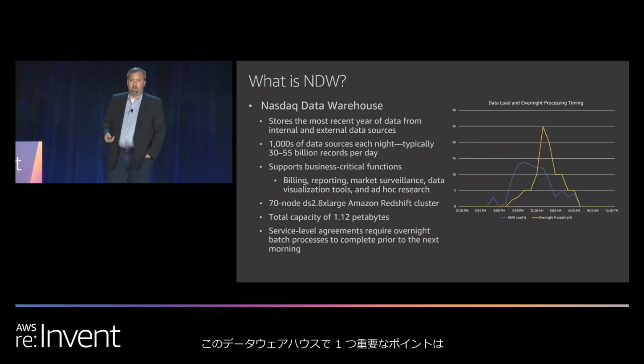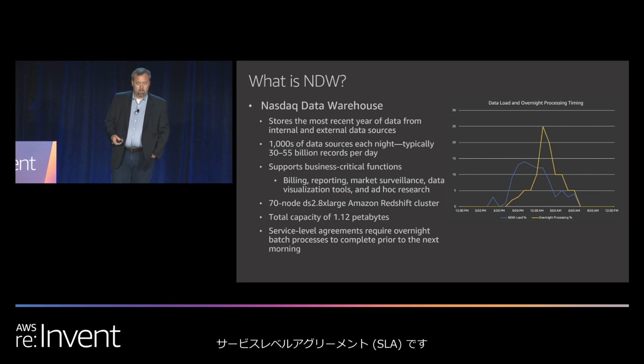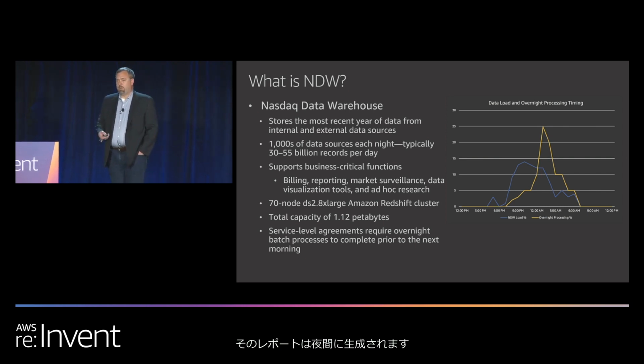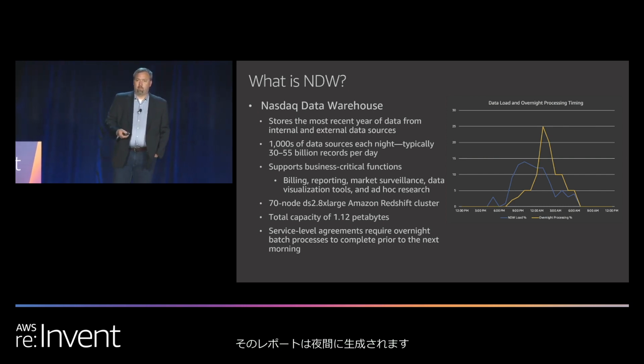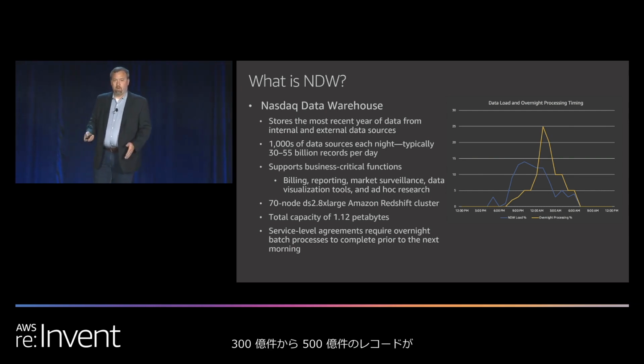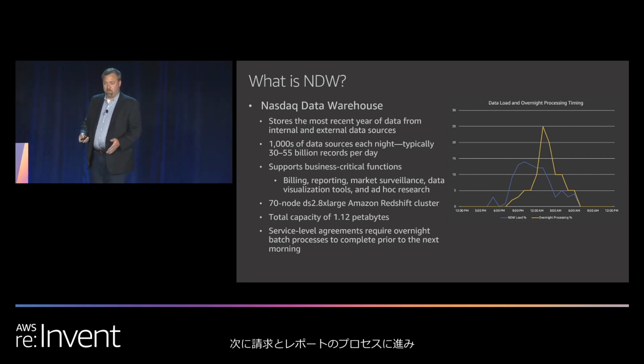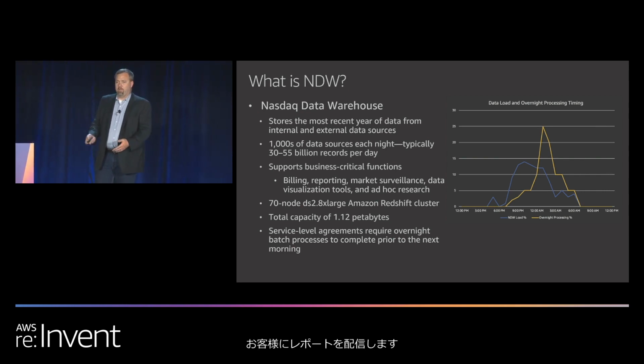One thing that's important to understand about this data warehouse is that we have service level agreements for delivering reports to our customers. And those reports are generated during an overnight process. During this window between market close and market open the next day, we have to load those 30 to 50 billion records into the data warehouse, and then we have to run our billing and reporting processes and deliver those reports to our customers prior to the opening of the market the next day.